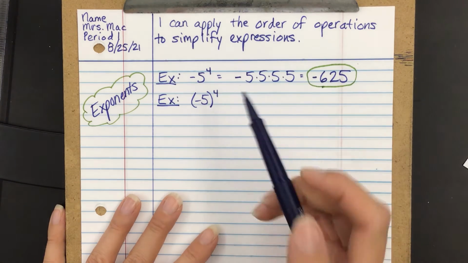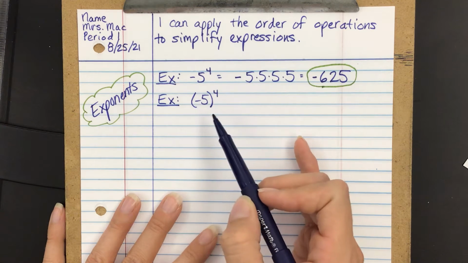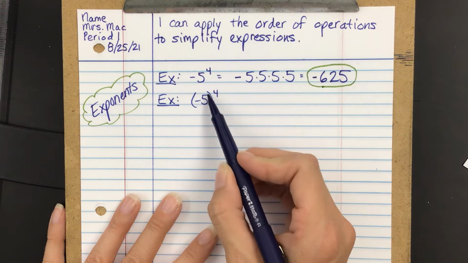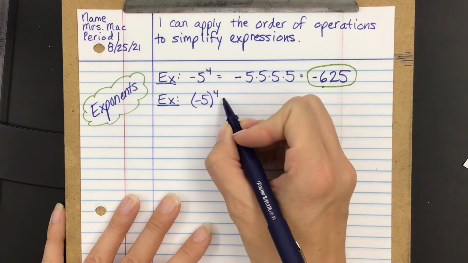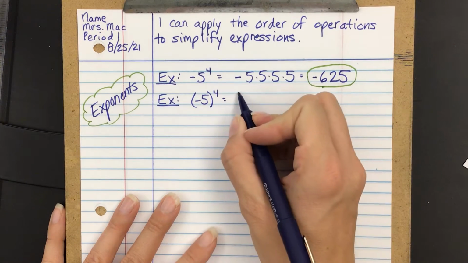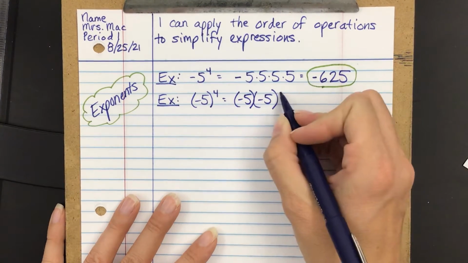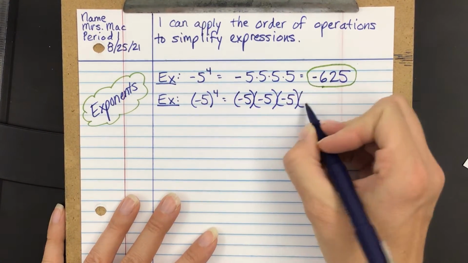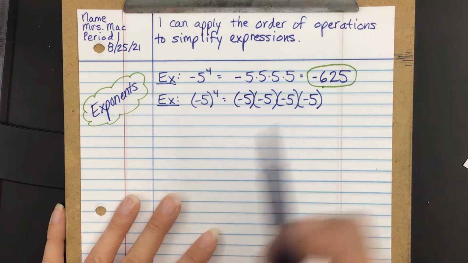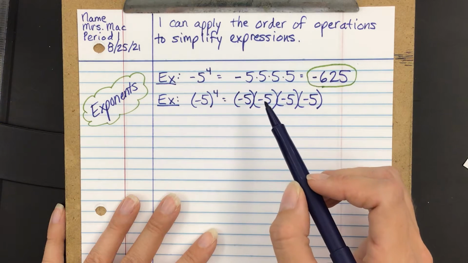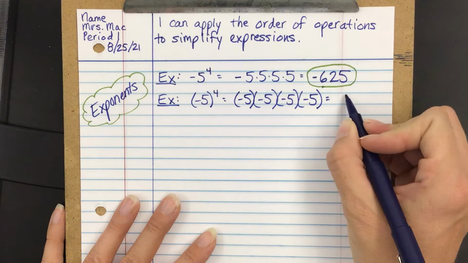Now, in contrast, let's look at what happens when that negative is in the parentheses. What the parentheses are telling us is this whole thing, negative 5, to the 4th power. So when we write this out, this is negative 5 times negative 5 times negative 5 times negative 5. Okay? So obviously we already know that 5 times 5 is 25, times 5 is 125, times 5 is 625.